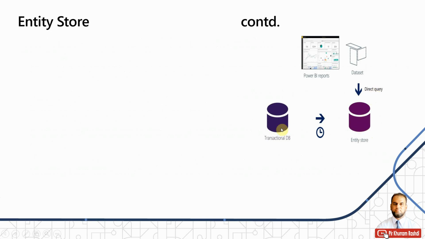The transactional DB in D365 is called AXDB. How soon or how frequently it needs to refresh to the entity store, there are multiple options available. You can refresh manually, or you can set a frequency or recurrence time for refreshing the database to the entity store, and from the entity store, automatically using direct query, the data set is updated, and the data set is then used in Power BI reports or analytics.